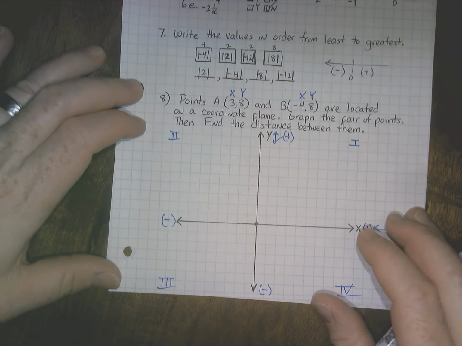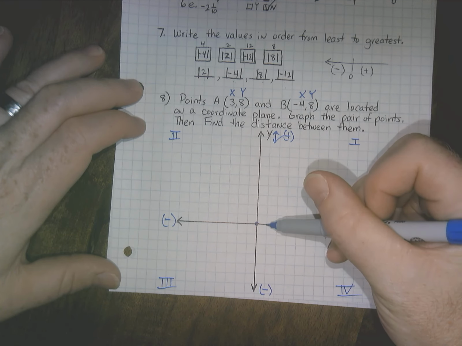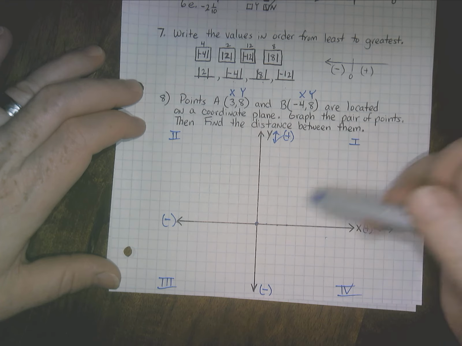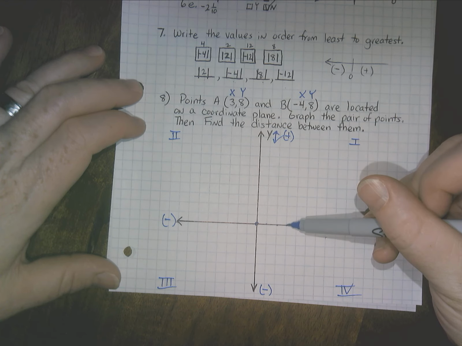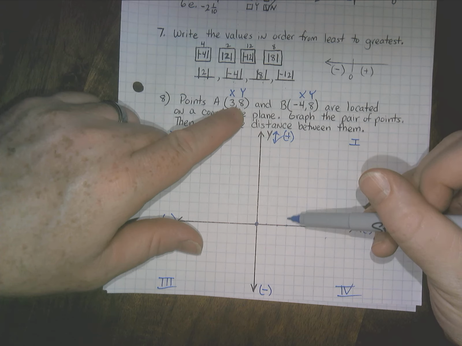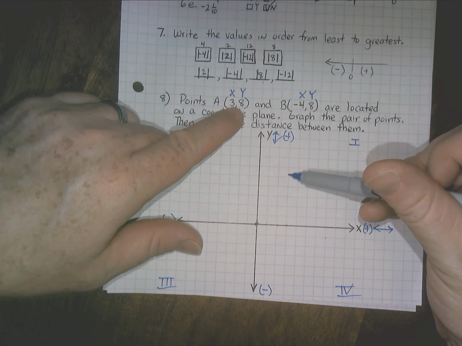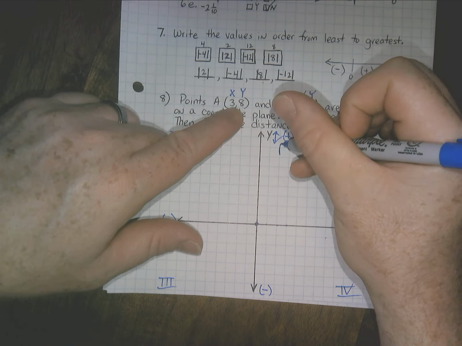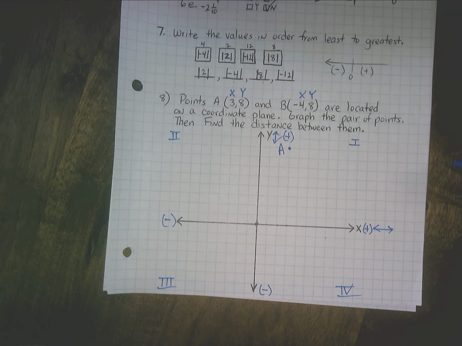Okay? So 3, 8, so we look for 3 first. We do the x first. So 1, 2, 3. So we found 3, and then we go to 8. 8 is positive, so we're going to go up. 1, 2, 3, 4, 5, 6, 7, 8. This is point A, and we're good.